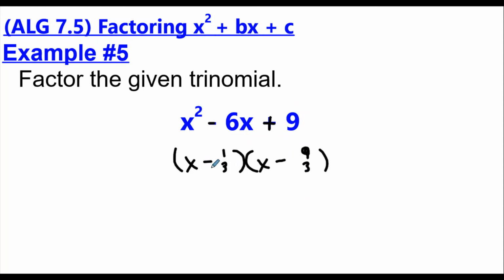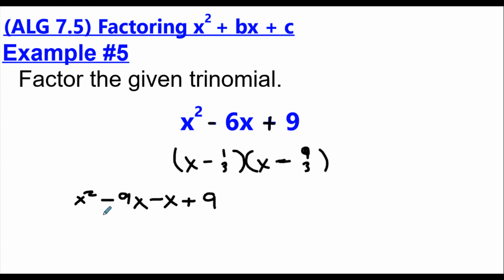So either x minus 1 and x minus 9, or x minus 3 and x minus 3. So let's take a look. x times x is x squared. x times negative 9 is negative 9x. A negative 1 times x is a negative x. And negative 1 times negative 9 is a positive 9.